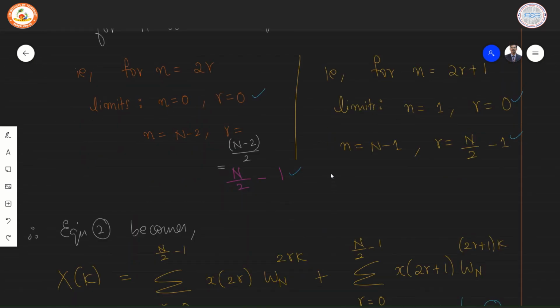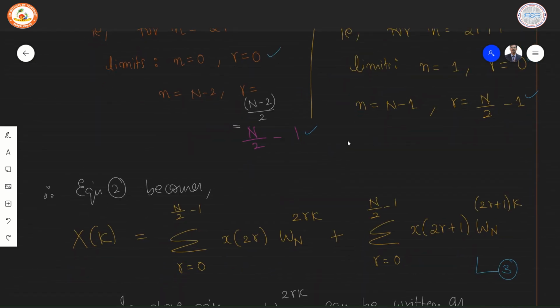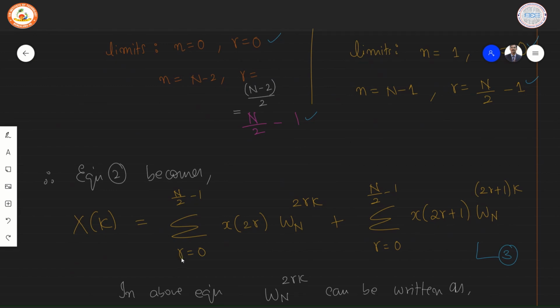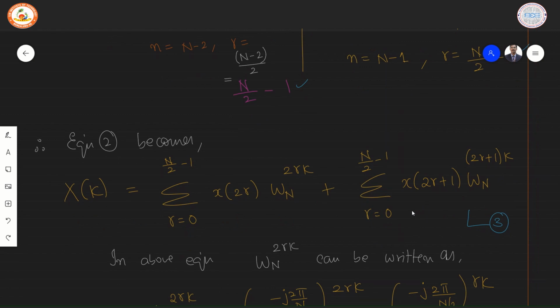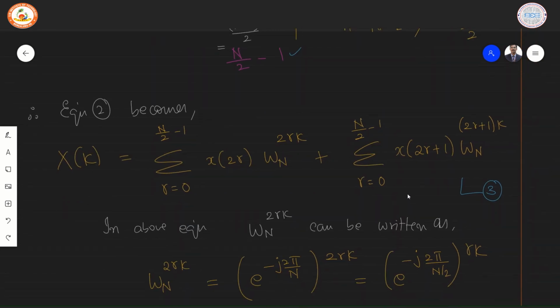Now, incorporating all these things in equation 2, the equation 2 becomes as follows. The limit is now in terms of r, between 0 to N by 2 minus 1 in both the summations. We have changed n to 2r here and 2r here. We have changed n to 2r plus 1 and 2r plus 1. The substitutions are complete.